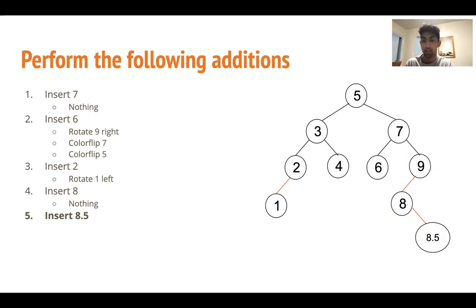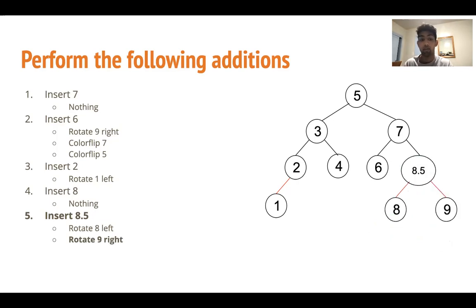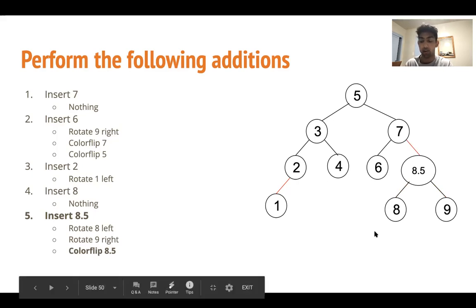So walking through that once more, we rotate 8 to the left, right? Now 8 is here. So then to push 8.5 up here, we take its parent, rotate it to the right, and then we see 8.5 is a child of 7. Finally, what we can do now is perform that color flip. So let's look at that color flip now. We color flip on 8.5, and finally, the last thing we need to do is rotate 7 to the left.